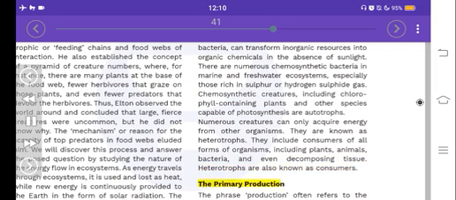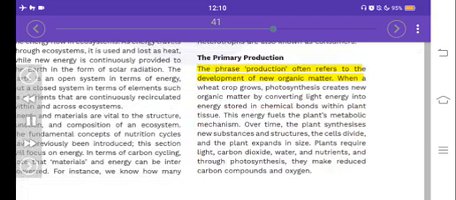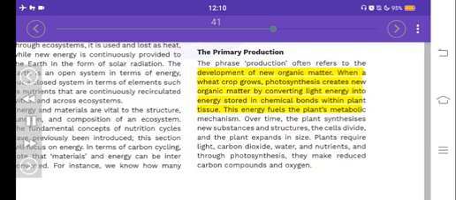Primary production. The phrase production often refers to the development of new organic matter. When a crop grows, photosynthesis creates new organic matter by converting light energy into energy stored in chemical bonds within plant tissue. This energy fuels the plant's metabolic mechanism. Over time, the plant synthesizes new substances and structures, the cells divide, and the plant expands in size. Plants require light, carbon dioxide, water, and nutrients, and through photosynthesis, they make reduced carbon compounds and oxygen.